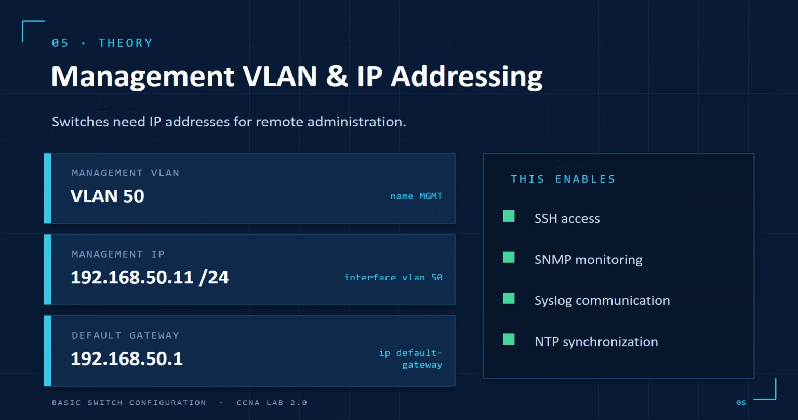Switches need IP addresses for remote administration. In this example, the management VLAN is VLAN 50, named MGMT. The management interface uses the address 192.168.50.11 with a /24 mask, and the default gateway is 192.168.50.1. This enables SSH access, SNMP monitoring, syslog communication, and NTP synchronization.